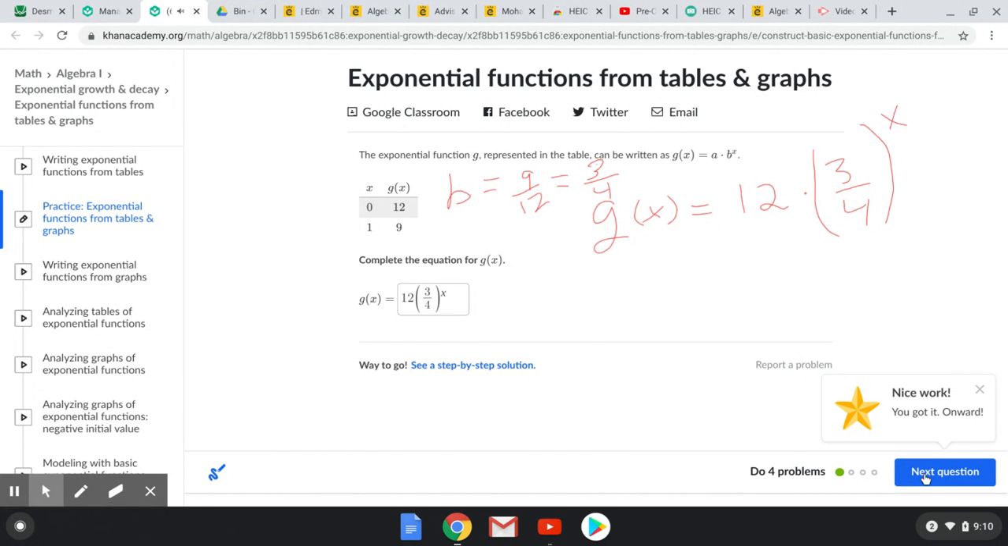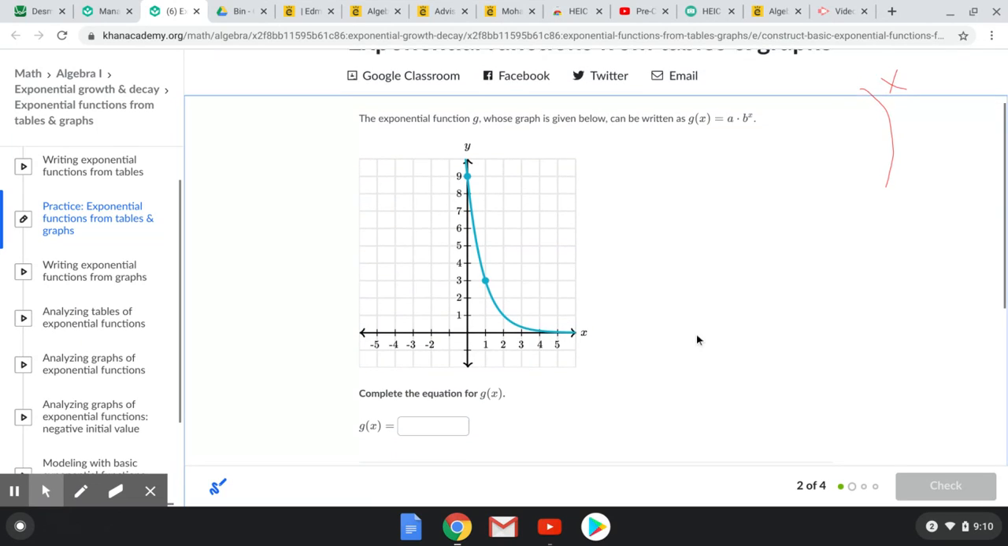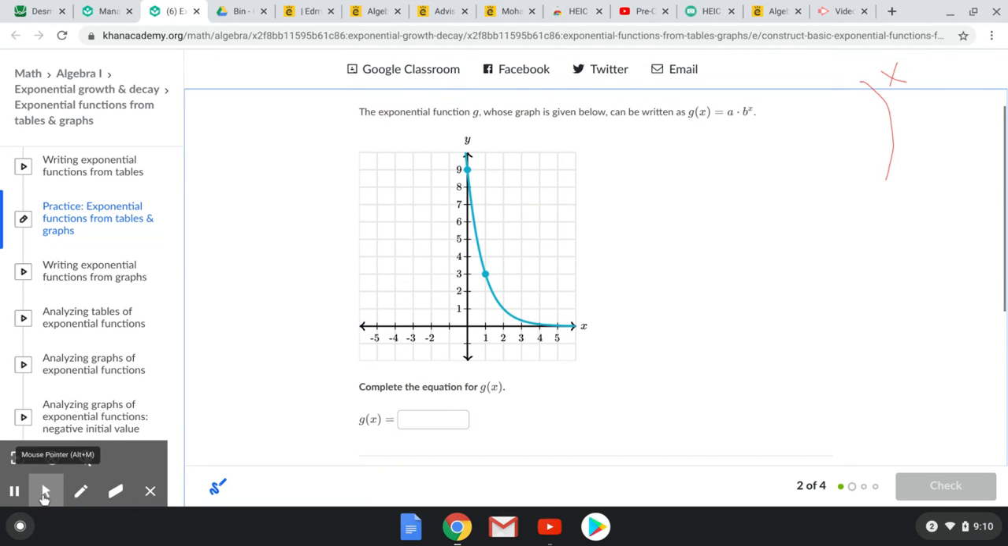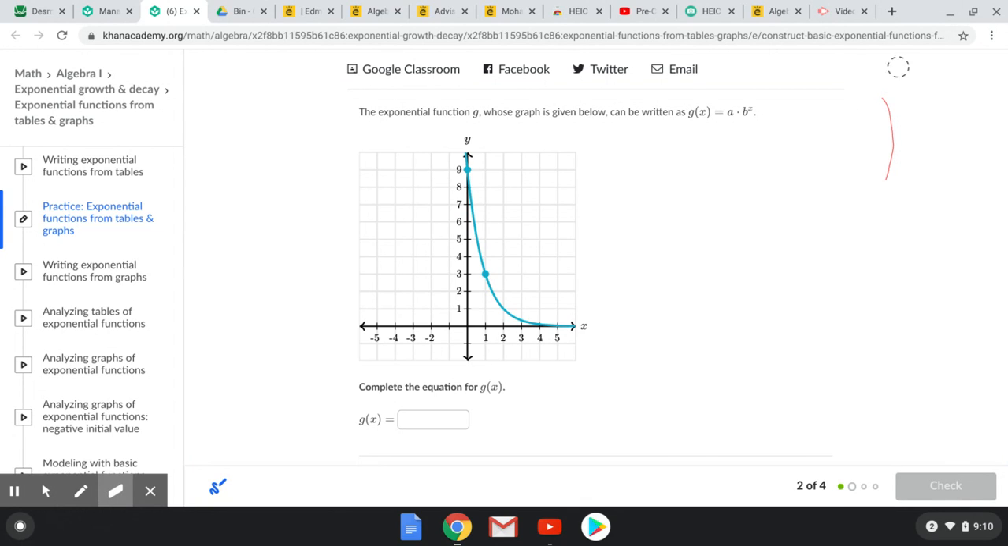Okay, now they also have graph ones, so I want to do one more example. Okay, so I'm just going to erase this because that's distracting. All right. Okay, so we're given a graph of an exponential function, and we need to find the equation again. So again, first of all, a is always your y-intercept. So my y-intercept here is 9. So a is 9. I know that right off the bat. A is 9.